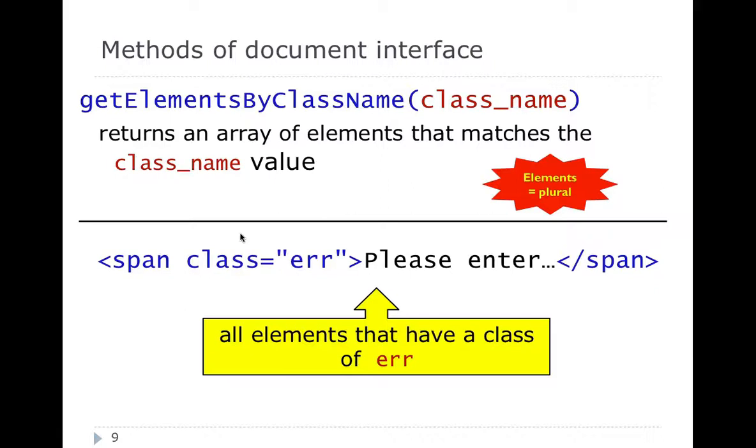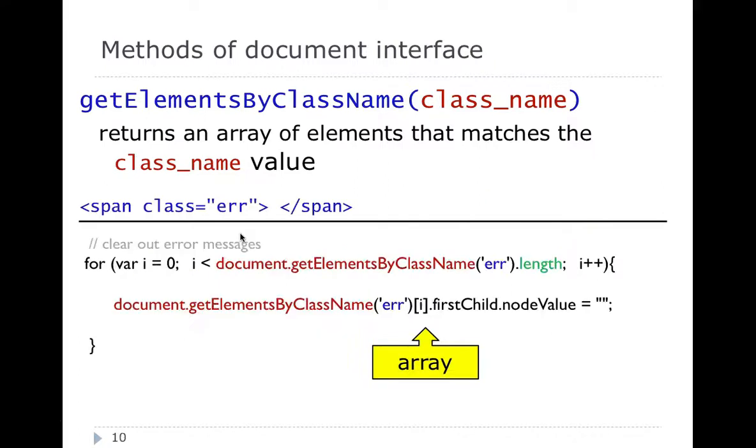There's also getElementsByClassName. This also returns an array of elements that matches whatever the class name value is. So if I were to do document.getElementsByClassName and use ERR, I would get all elements that have a class of ERR. And here is an example of a loop that does the same thing. The first child node value of this would still be an array. It would be the text of whatever the error message is. So for each one of these values, if they happen to have an error, we might append a specific message and make that node value equal it.